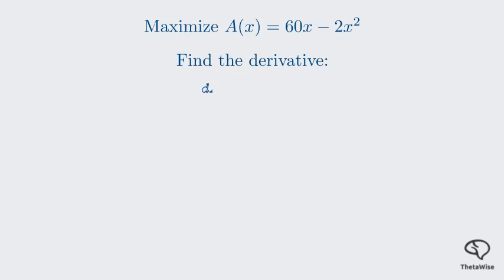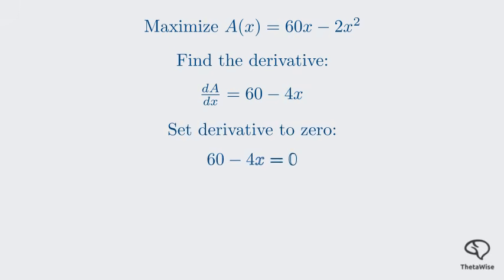Our area function is A of x equals 60x minus 2x squared. To find the maximum, we need to find the critical point where the derivative is 0. So we differentiate A of x with respect to x. Using the power rule, the derivative of 60x is 60, and the derivative of negative 2x squared is negative 4x. So A prime of x equals 60 minus 4x. We set this derivative to 0. 60 minus 4x equals 0. Adding 4x to both sides gives 60 equals 4x. Dividing by 4 gives us x equals 15. This is the x value that will maximize our area.